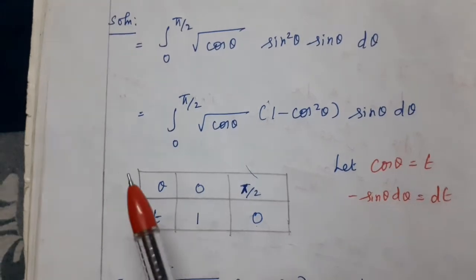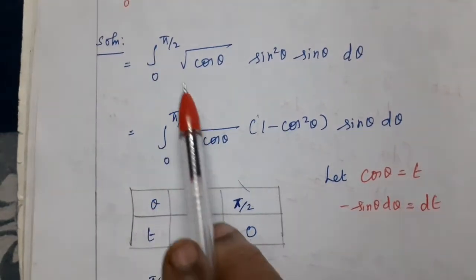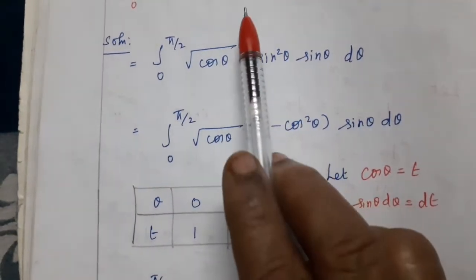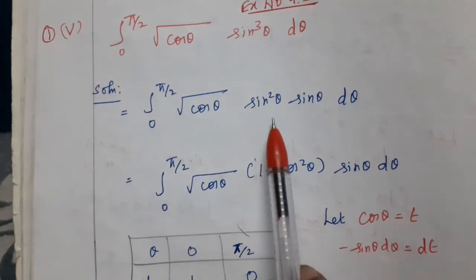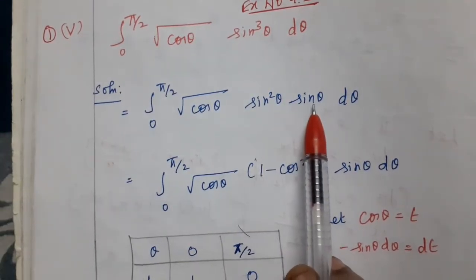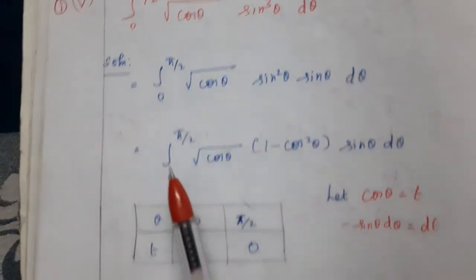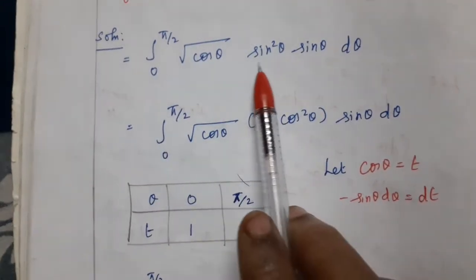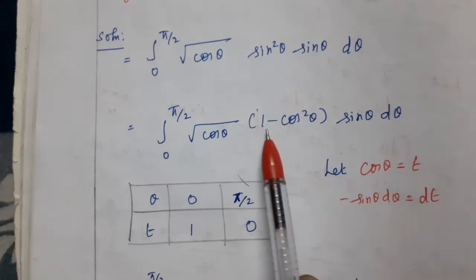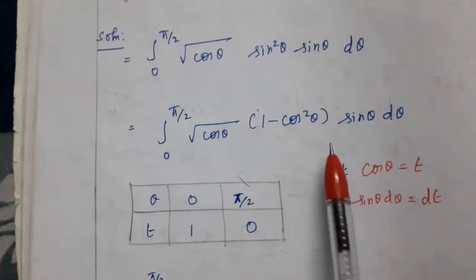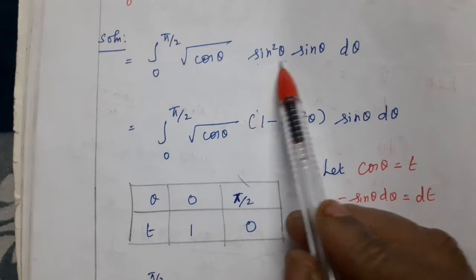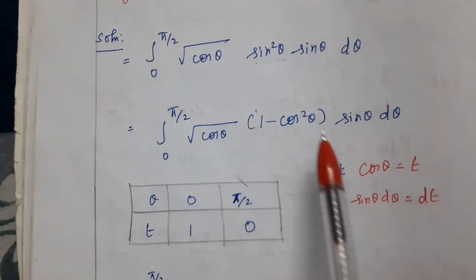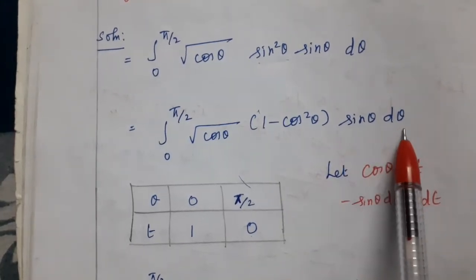So what is the solution? Integral from 0 to pi by 2 of root cos theta sin cube theta. The sin cube theta is rewritten as sin square theta into sin theta d theta, with the square root of cos theta. We know the identity: sin square theta is rewritten as 1 minus cos square theta. So we get 1 minus cos square theta into sin theta d theta.